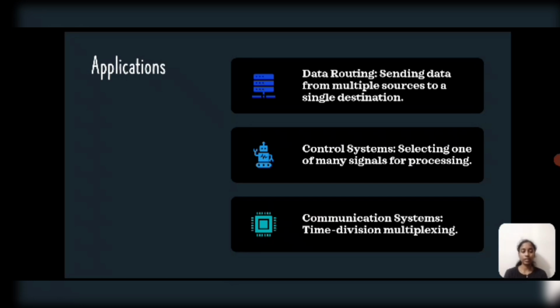Applications of multiplexer. Data routing, sending data from multiple sources to a single destination. Control systems, selecting one of many signals for processing. Communication systems, time division multiplexing.